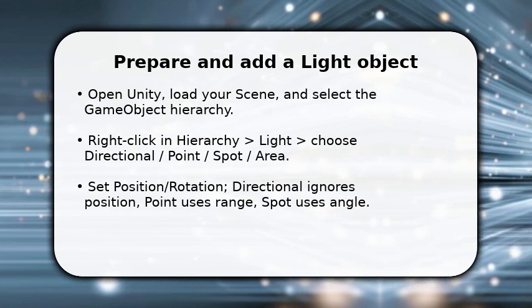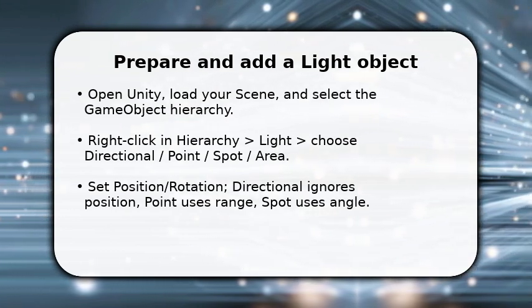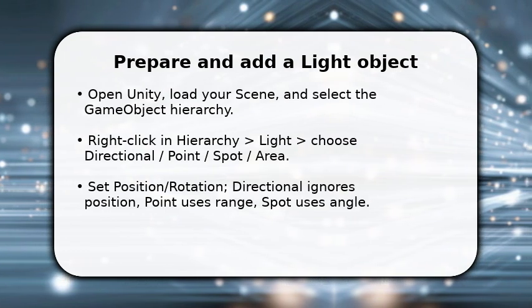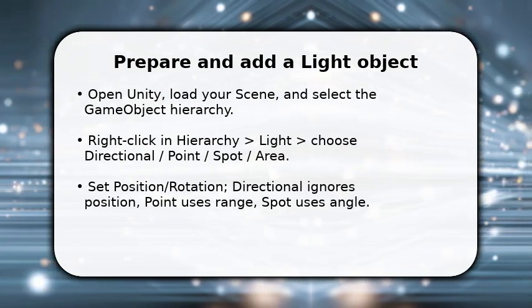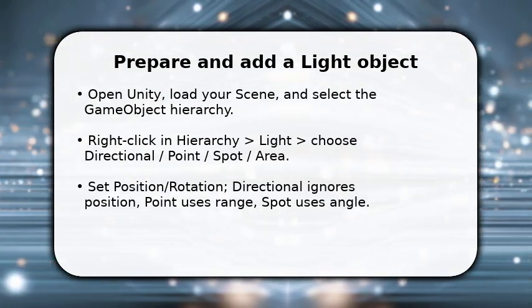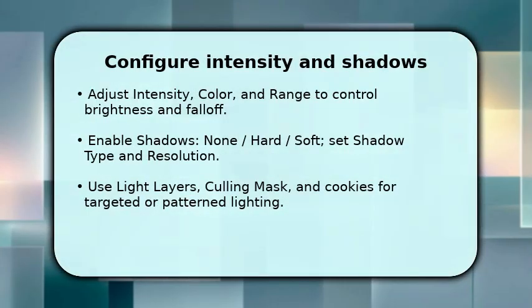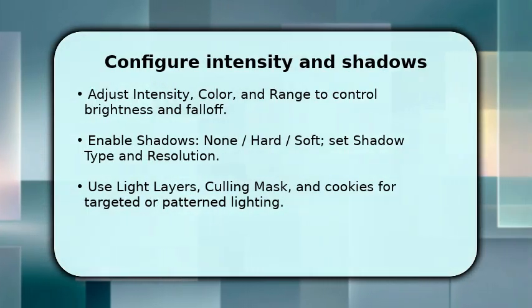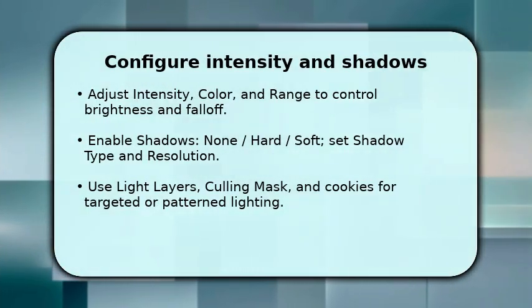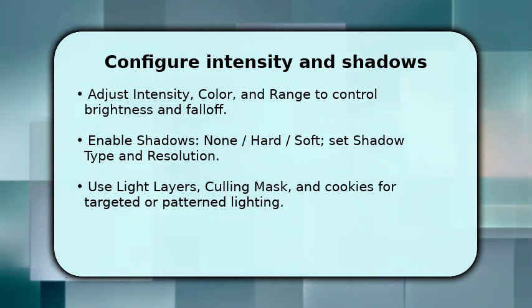Once added, you should position or rotate the light and inspect its type, range, and spot angle in the inspector, so you understand how intensity and distance will influence shading and performance. Next, you tune brightness and realism by adjusting intensity, color, and range so the light reads correctly in your environment.